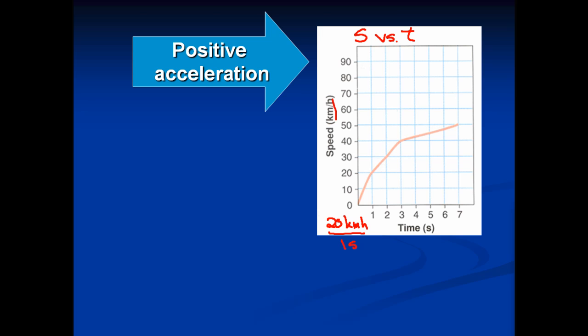Now the second little leg here, you increase your speed again by 20 kilometers per hour. But this time it took 2 seconds. So this time you get 10 kilometers per hour per second.